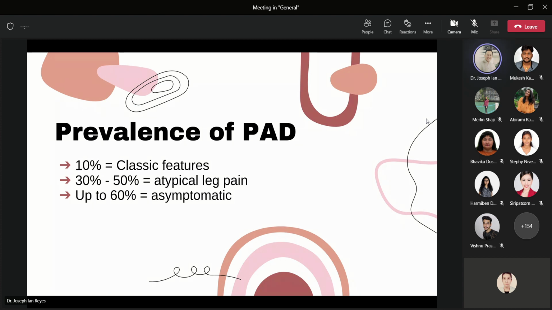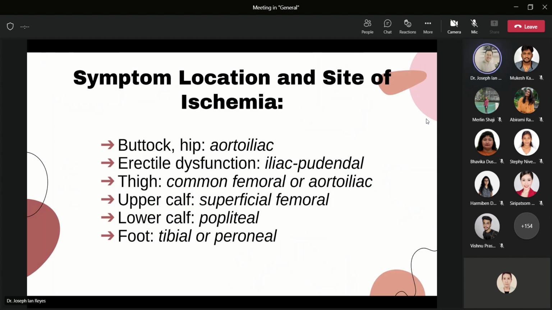Then location and sites of ischemia. Symptom location suggests the site of arterial ischemia. For buttocks and hip, the location would be aortoiliac; erectile dysfunction, iliac pudendal. Thigh would be from the common femoral and aortoiliac. Upper calves would be your superficial femoral. Lower calf would be popliteal, and foot would be in the tibial or peroneal area.